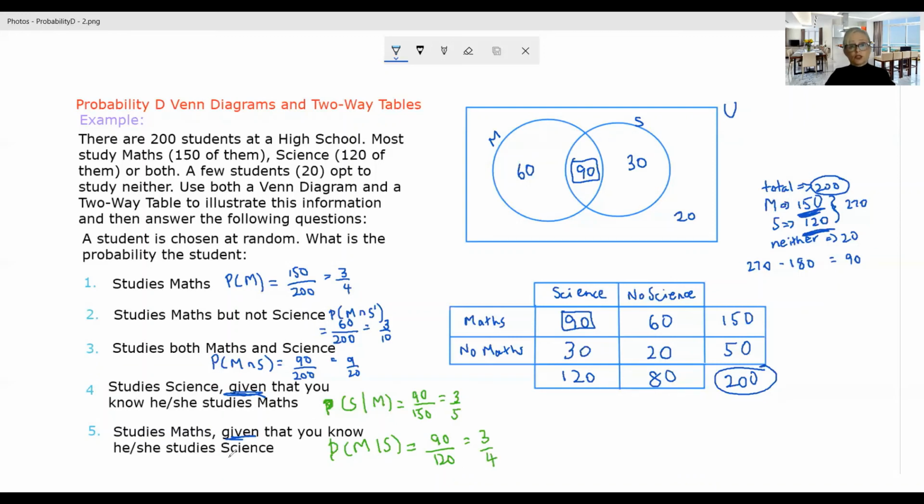All right, that's starting to get a little bit more tricky there. I wouldn't worry too much about the conditional ones just yet because we will get into that in more detail. But if you can have a good understanding of your Venn diagrams and your two-way tables, that would be fantastic.